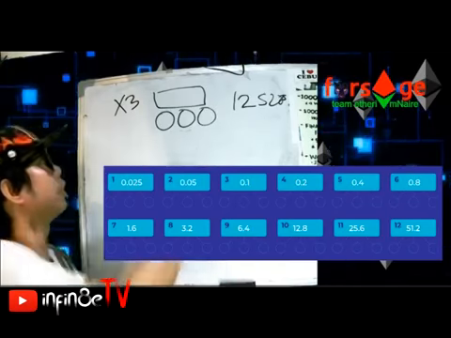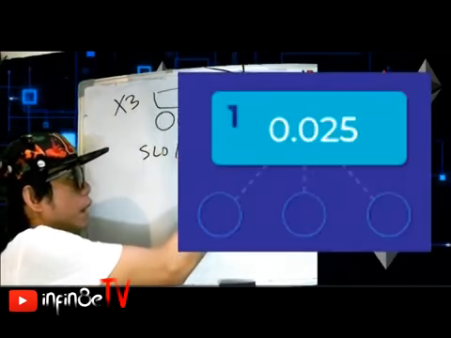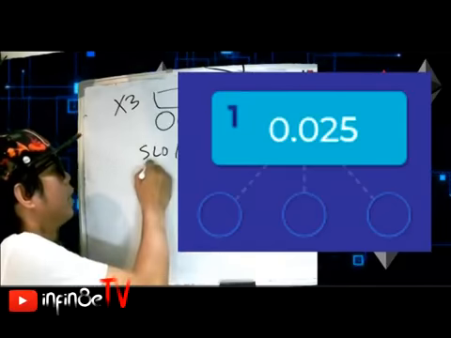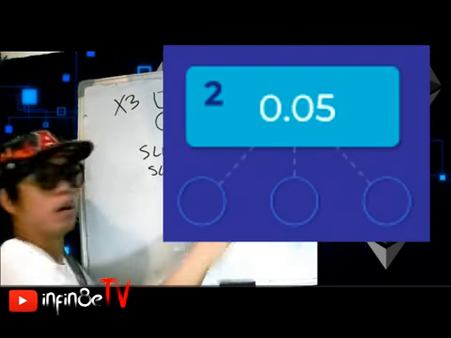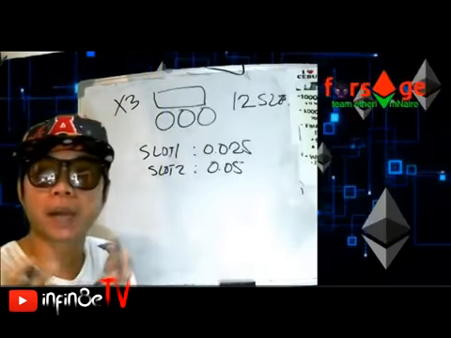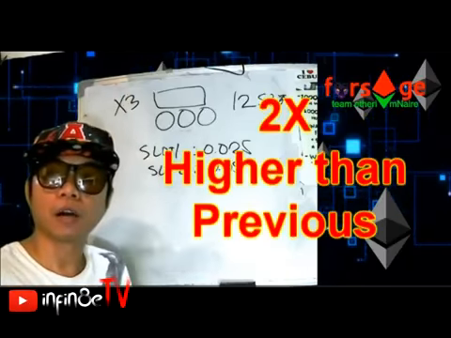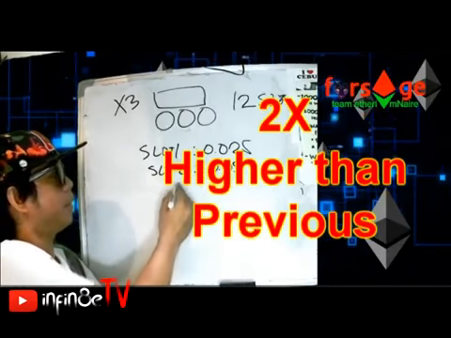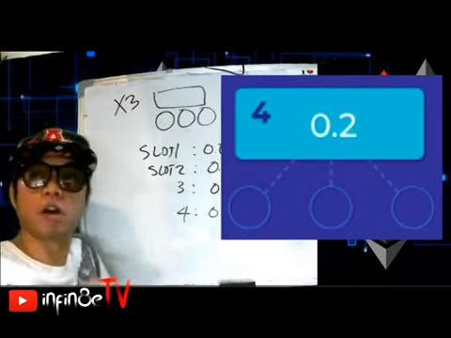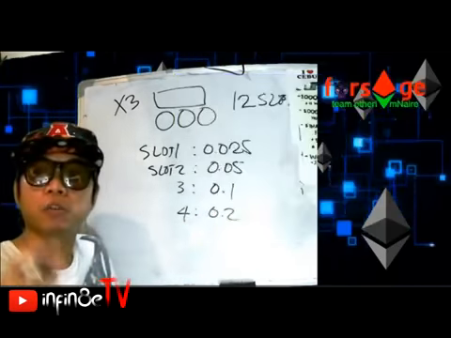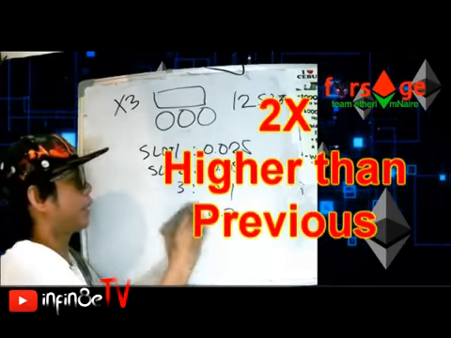The first slot, or the slot 1, okay? The slot 1 is worth 0.025. Okay? 0.025. And slot 2 is 0.05, or meaning, yung bawat price po ng slot ay twice expensive doon sa previous. Okay, so kung twice expensive, ibig sabihin yung slot 3 ay 0.1, yung slot 4 ay 0.2. So yan po, nadodoble po yung presyo habang tumataas yung slot na binibili natin, okay, or ina-upgrade natin.